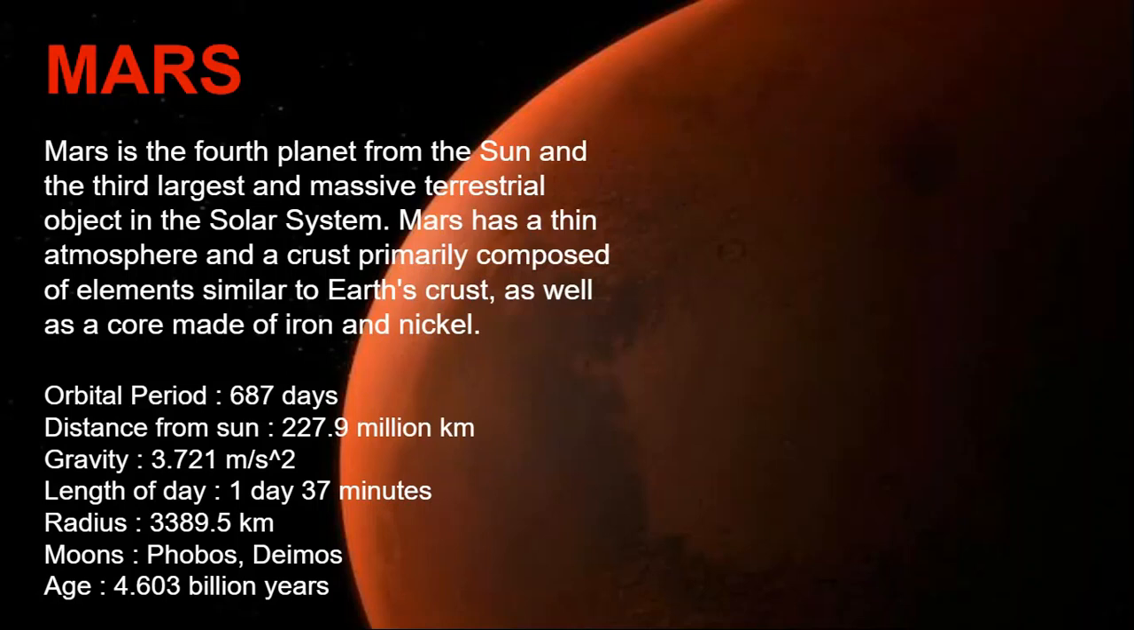Its orbital period is 687 days. Its distance from the Sun is 227.9 million kilometers. Its gravity is 3.721 meters per second square. Its length of the day is 1 day 37 minutes. Its radius is 3389.5 kilometers. Its moons are Phobos and Deimos. Its age is 4.603 billion years.